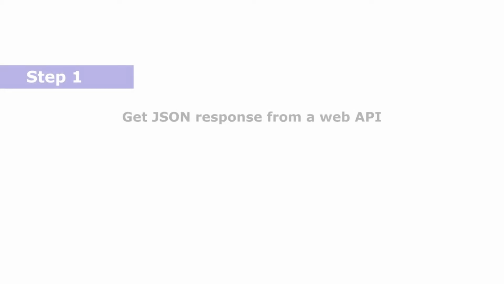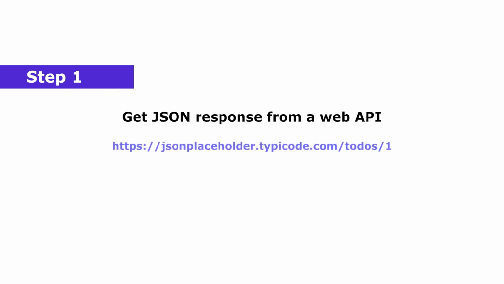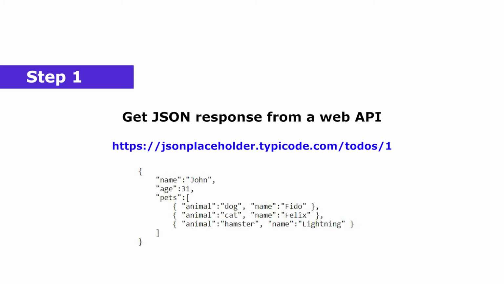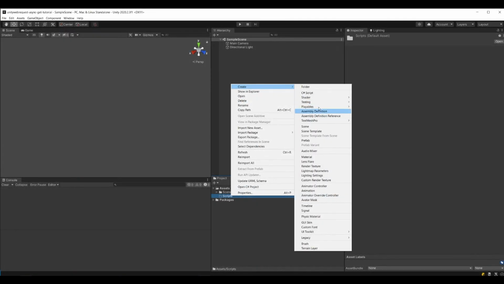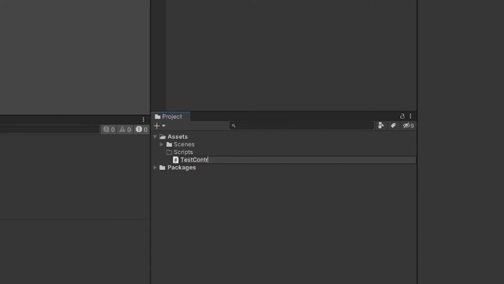The first step will be to get a JSON from any web server. For this video, I will be using a free public API website. Feel free to use your own and just replace the URL in the following example. As long as you get a JSON response, you are good to go. Let's open the Unity editor and create a script to write our first GET request.